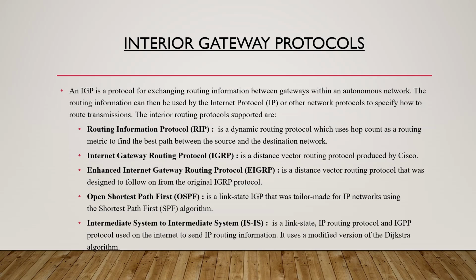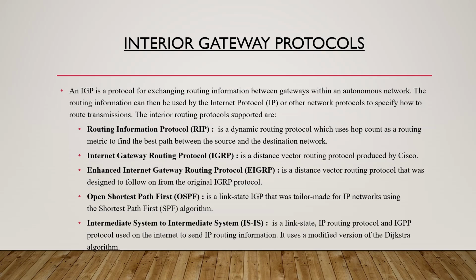So now let's talk about link state routing. A link state routing protocol sends only link state information, but it knows the entire network topology, whereas distance vector doesn't. So the types are OSPF and ISIS. OSPF, or Open Shortest Path First, was tailor made for IP networks using the shortest path first algorithm to find the shortest path.